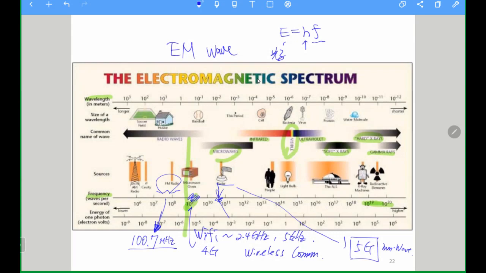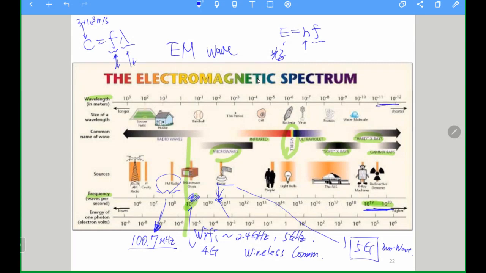Okay, so another equation you need to care about is c equals f lambda. So this is the speed of light, which is 3 times 10 to the 8th meter per second. This is the frequency, this is the wavelength, which means that if you have a higher frequency, you have a shorter wavelength. If you have a lower frequency, you have a longer wavelength. So this part has a higher frequency.